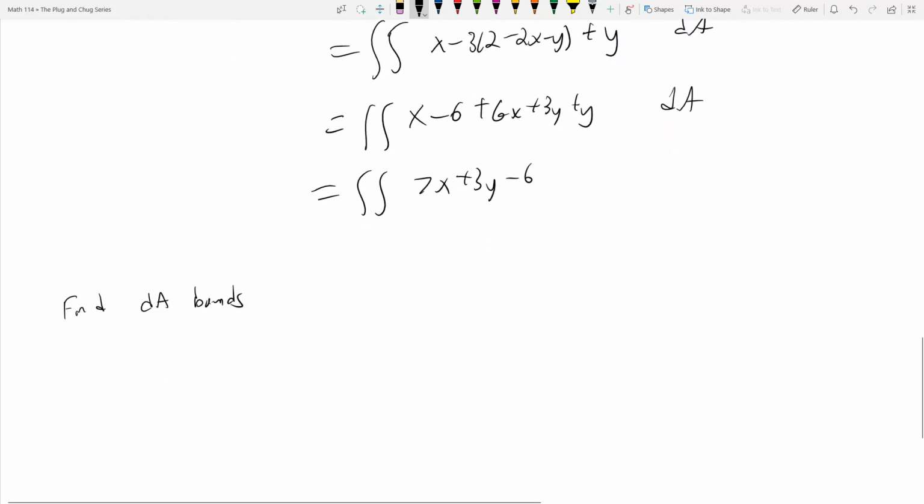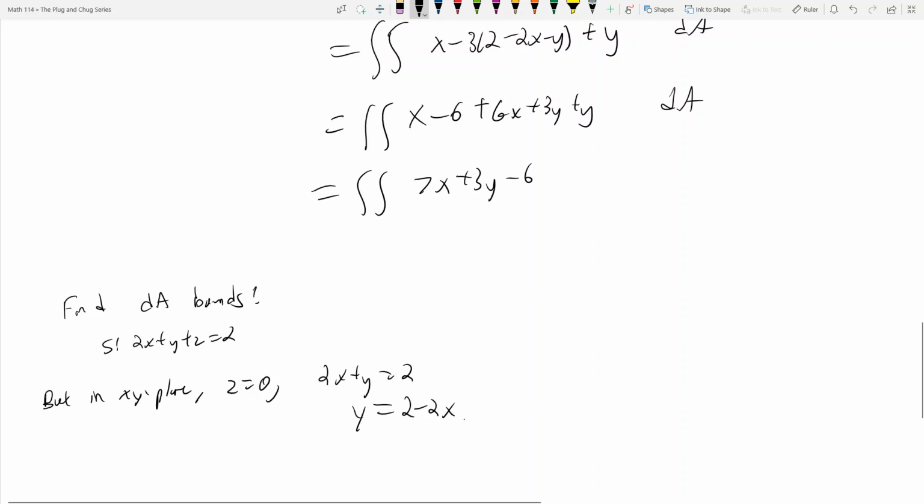So remember, my equation was 2x plus y plus z is equal to 2, but in the xy plane, oh boy, this. So find dA bounds. We had our surface 2x plus y plus z is equal to 2, but we're in the xy plane, which is z equals 0, so I get 2x plus y is equal to 2, which is the line, then y is equal to 2 minus 2x, right?